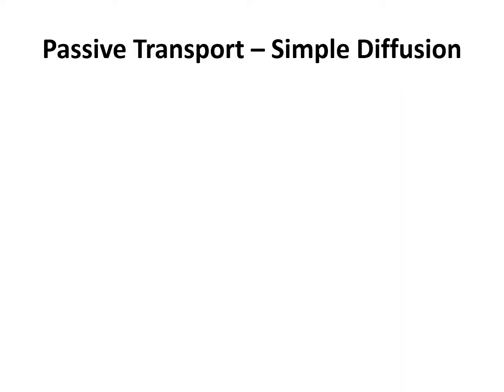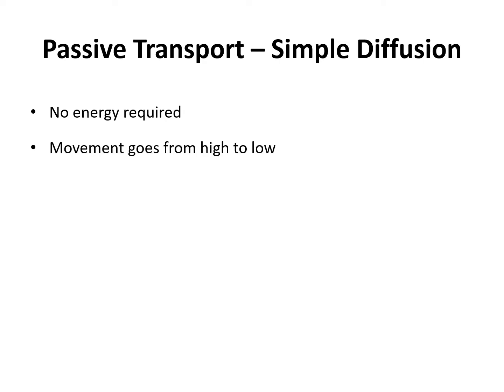One example of transport is passive transport. And the most basic type of passive transport is simple diffusion. So with simple diffusion, no energy is required. The molecules are just moving because of Brownian motion.